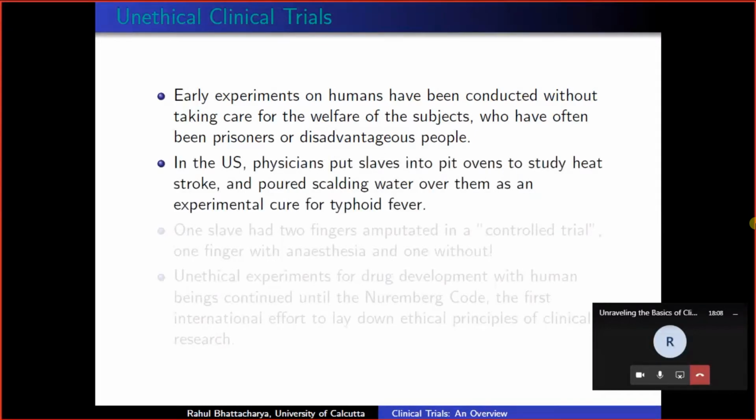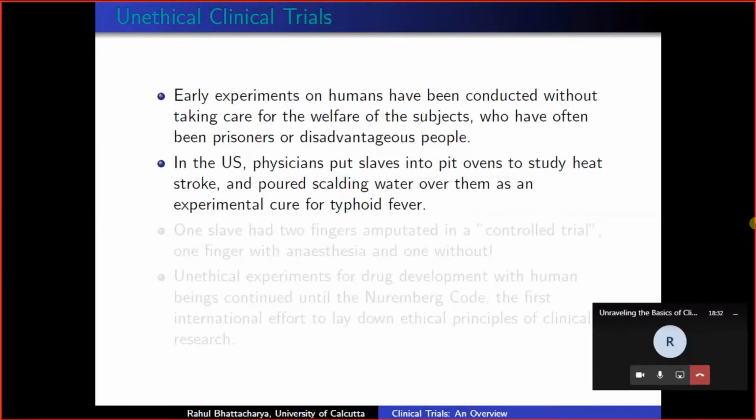My first example is that in the United States, at some times, physicians put slaves into pit ovens to study heat stroke and poured scalding water over them as an experimental cure for typhoid fever. Yes, we agree that this type of treatment is possible, but not in this form and not on the slaves. So you have to respect the slave's position.